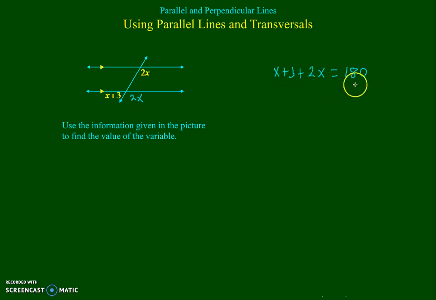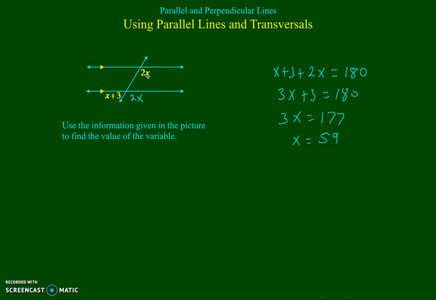And now we just solve for x here. So let's combine our x terms. We have 3x plus 3 equals 180. Subtract 3 from both sides. 3x equals 177. And divide by 3. So x equals 59.